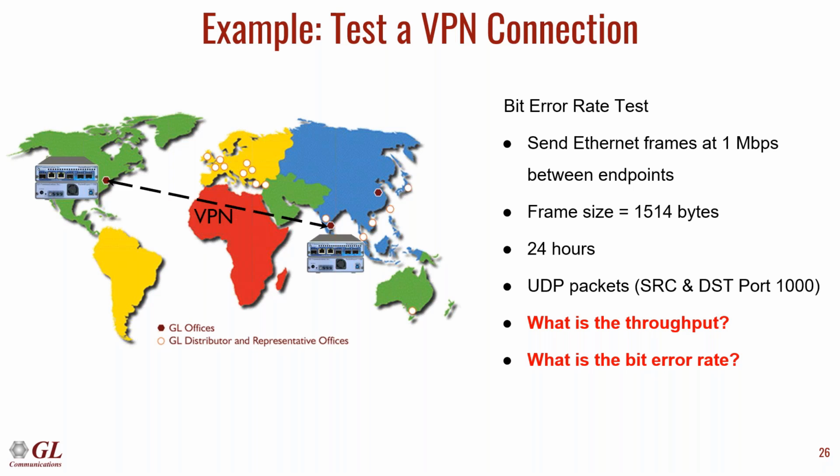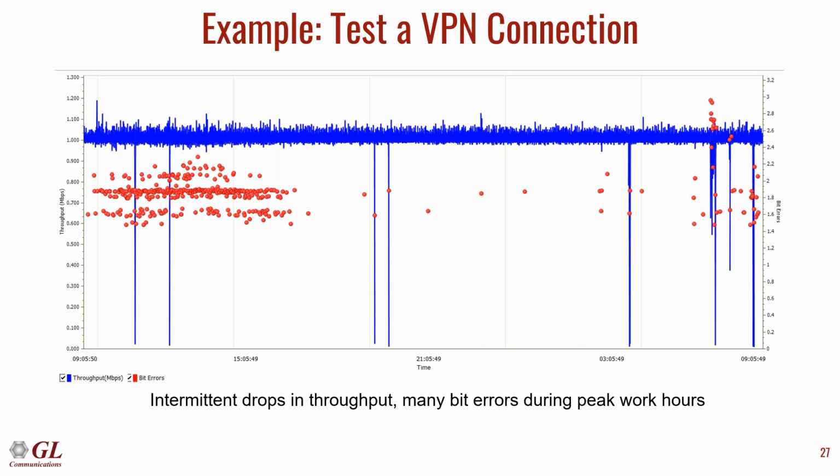In this specific VPN test, we're going to send UDP packets. We just give it a source and destination port. Those bottom two bullets are what we're interested in. We want to know what our throughput is on this VPN connection, and what our bit error rate is. The results were pretty interesting. What you see in blue, that blue line there, is basically our throughput. We ran this test at 1 megabit per second only because it's a live network and we have other users on our network and we didn't want to hog all the bandwidth. So we just ran the test at 1 megabit per second.